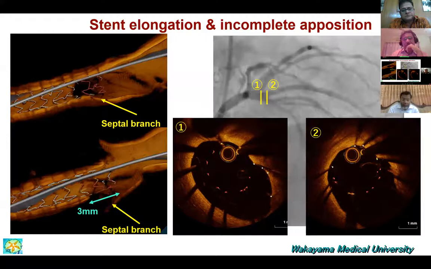This is the incomplete apposition portion, right? The 3 millimeter elongation makes this incomplete apposition. Here is a septal branch, right? And you can identify the incomplete apposition stent strut. And here is a short axis view. Red color demonstrated more than 400 micron incomplete apposition. We have to treat here, but we try to treat the under expansion in the distal side.